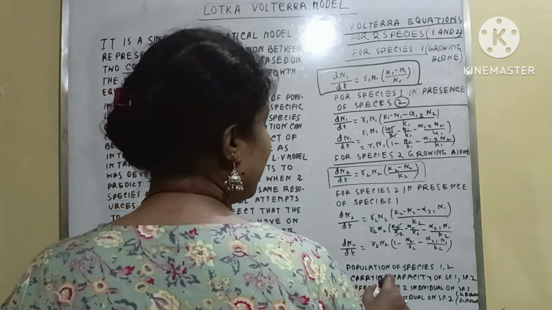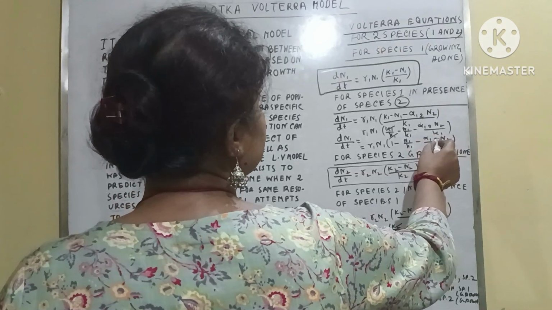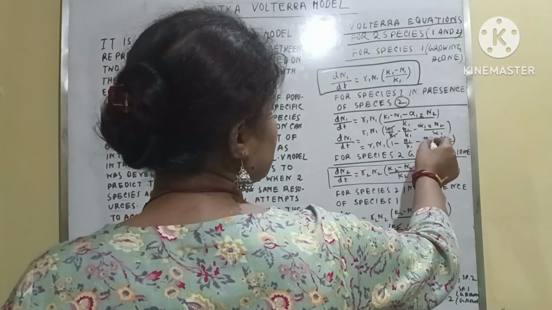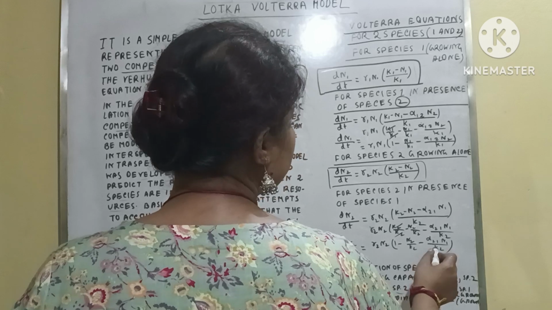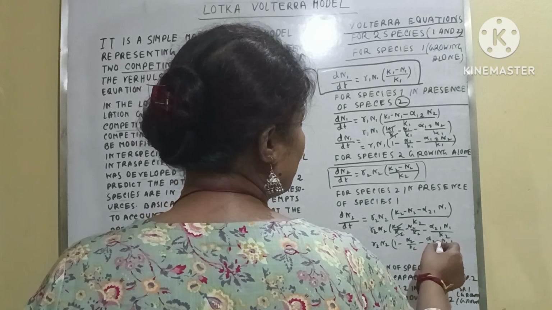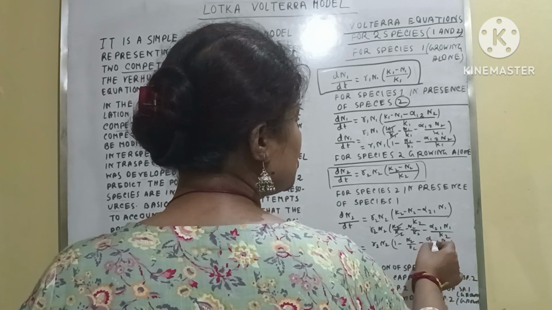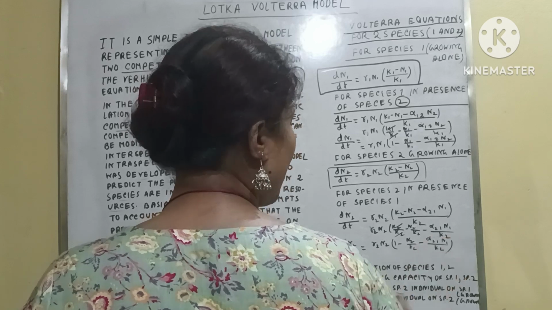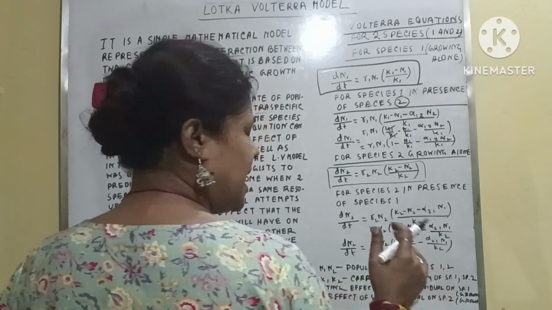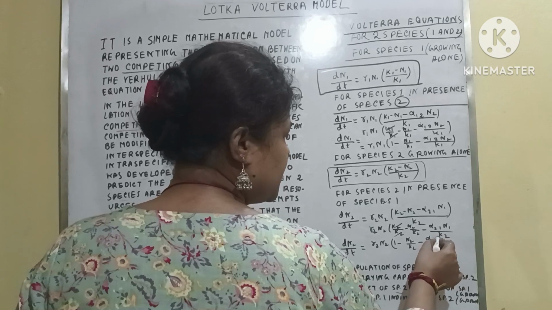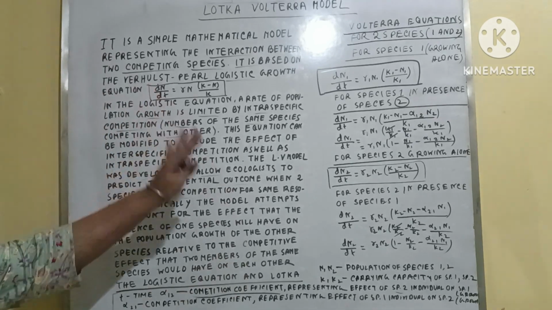First one represents the effect of species 2 on the growth of species 1. 1 and 2 means the effect of species 2 on the growth of species 1. This is alpha 1 2. And the next one is alpha 2 1. Here the growth of species 2 is affected by the presence of species 1. Clear? This is alpha 2 1. It is another competition coefficient, showing how the presence of species 1 affects species 2. Clear? So these are the equations.